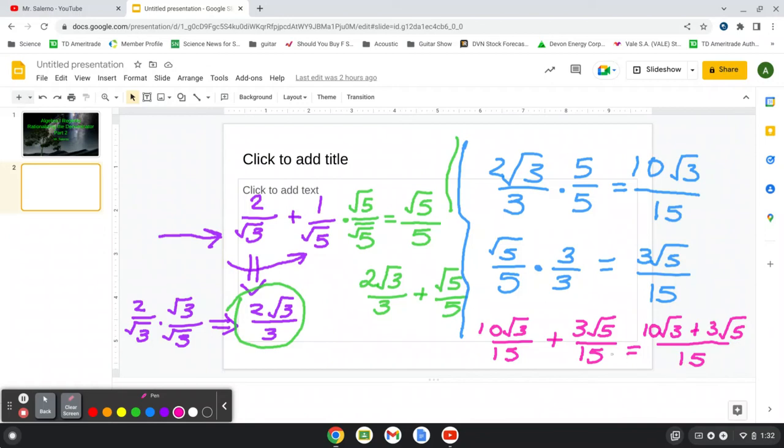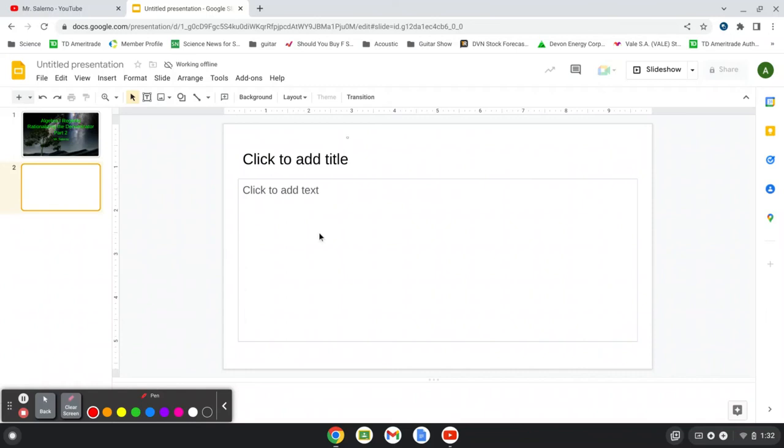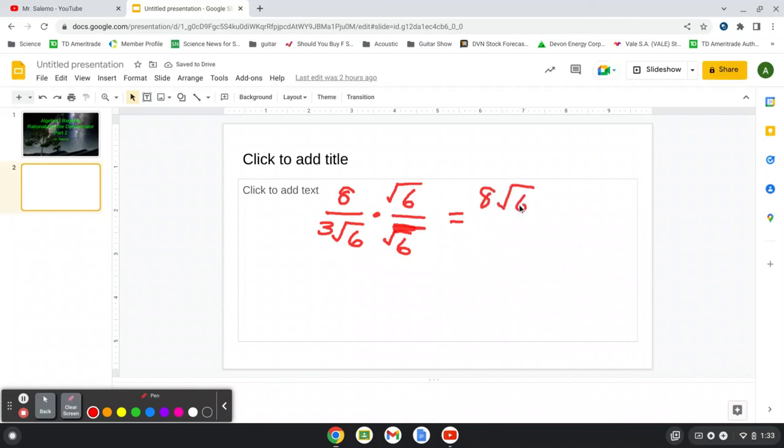All right, let's do one more. All right, let's go back to red. So what if I had 8 over 3 square root of 6? Try to do that one. And there's two ways you can do this, actually. Well, let's just do it the way we've been doing all along. Remember, in the previous video, we don't use the constant. We only use the radical. So we're just going to put the square root of 6 on both sides here. And what do you think we have there? Well, here we're going to have 8 square root of 6 over 3 square root of 36.